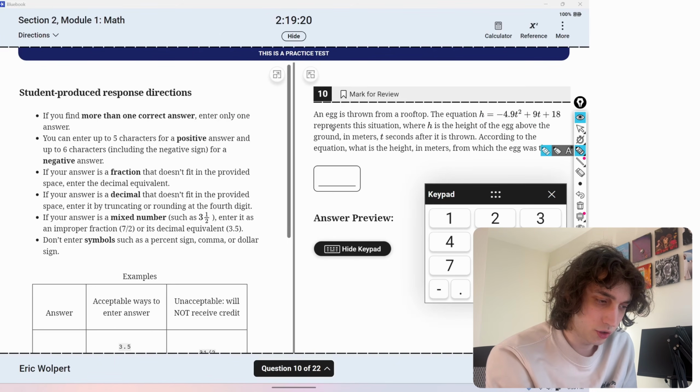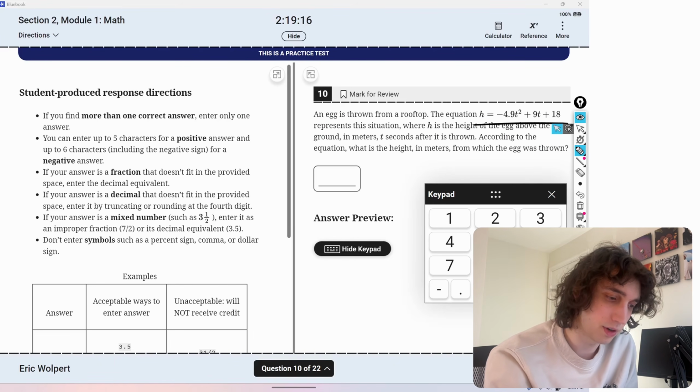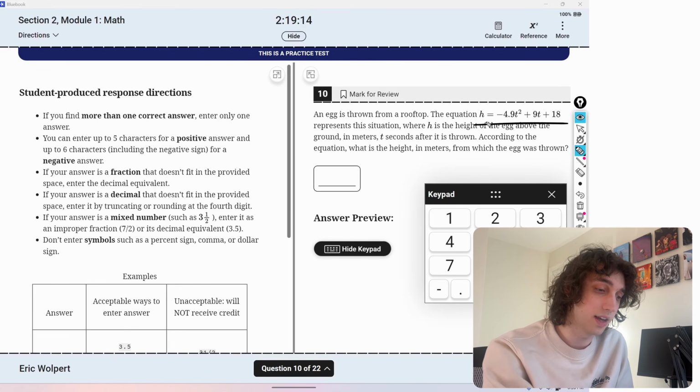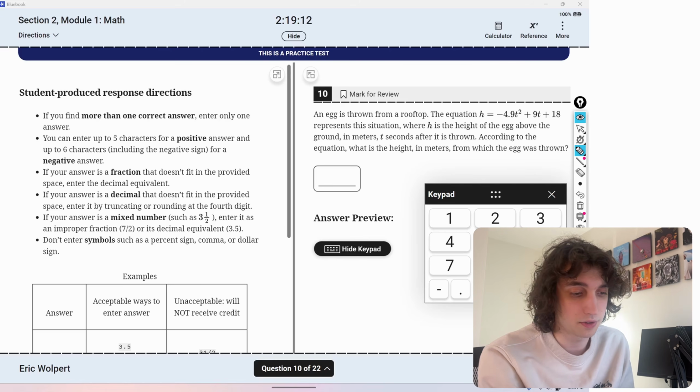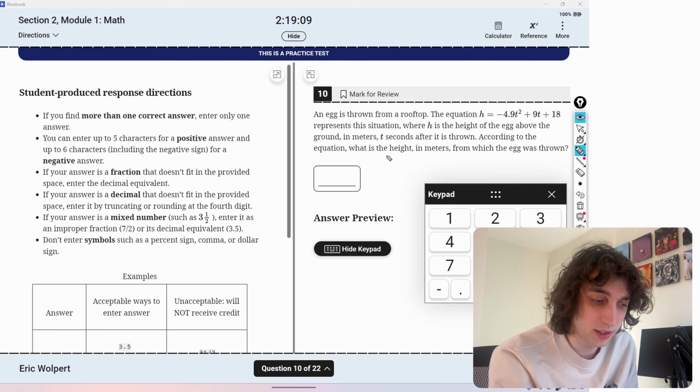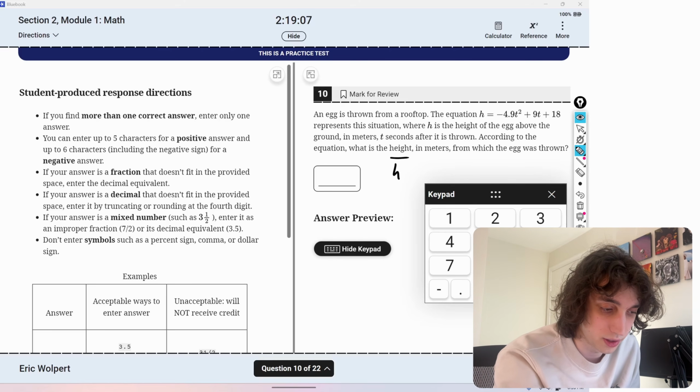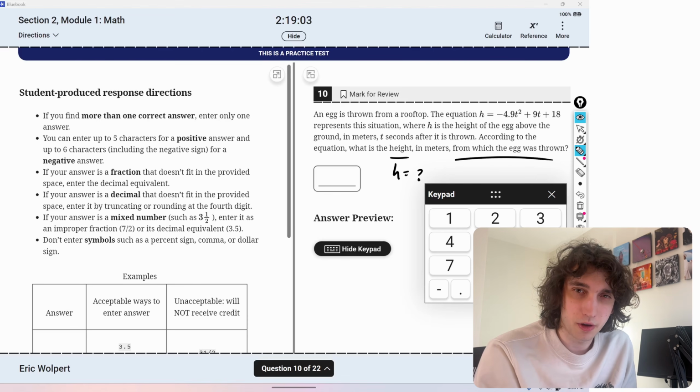Number 10, we're chucking an egg off a rooftop. This equation represents the situation where h is the height of the egg above the ground and t is seconds after it's thrown. According to the equation, what is the height? So what is the h? What is the y? From which the egg was thrown. Well, from which the egg was thrown, what does that mean mathematically?